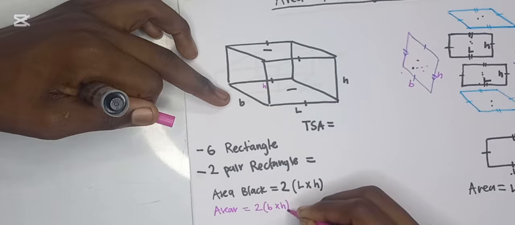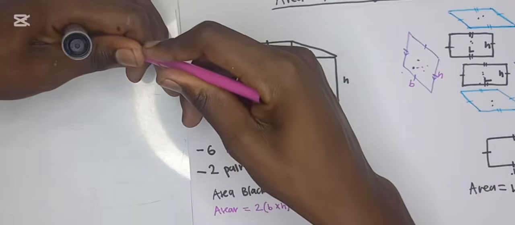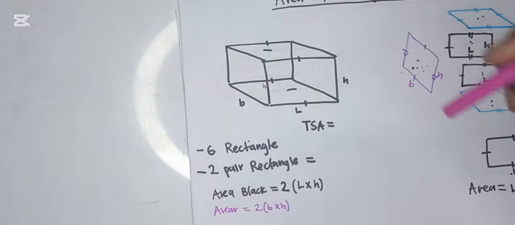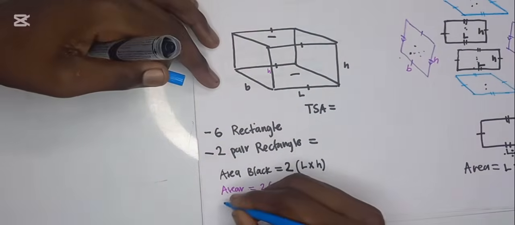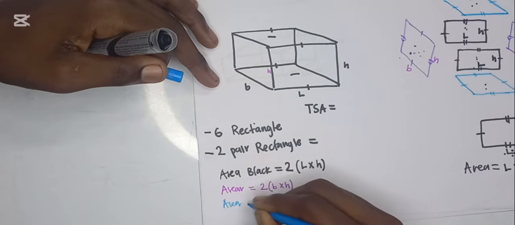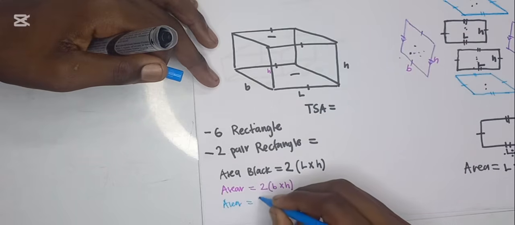Going to the last one, which is the blue one, the top and the bottom one. The area of those two rectangles is going to be two.